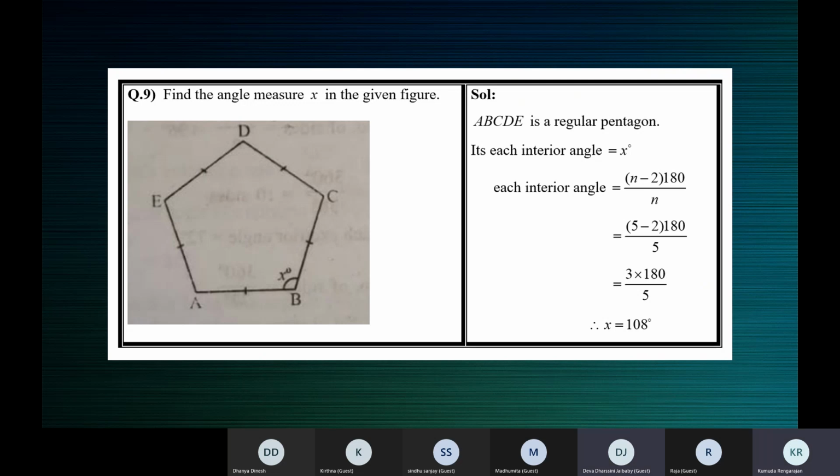Ma'am, for all of these, we have to draw the diagram and then solve it. Yes, please draw the diagram. And children, why do we call this a regular pentagon?